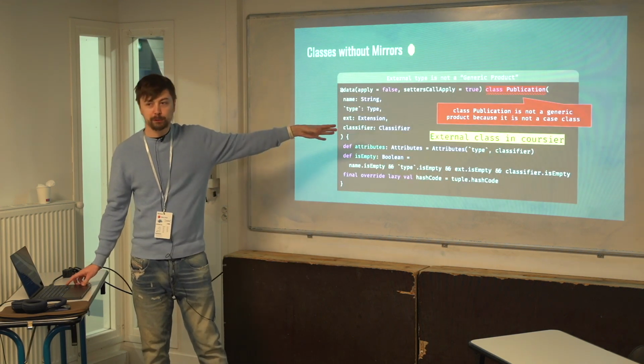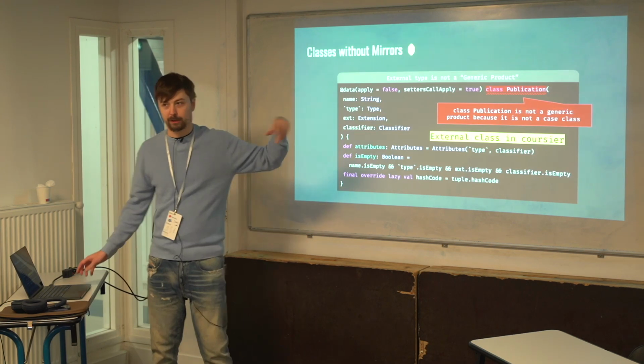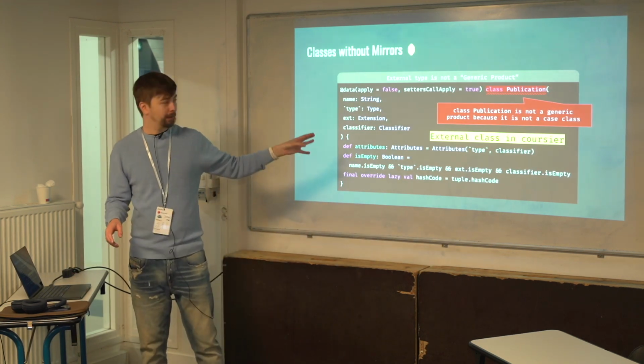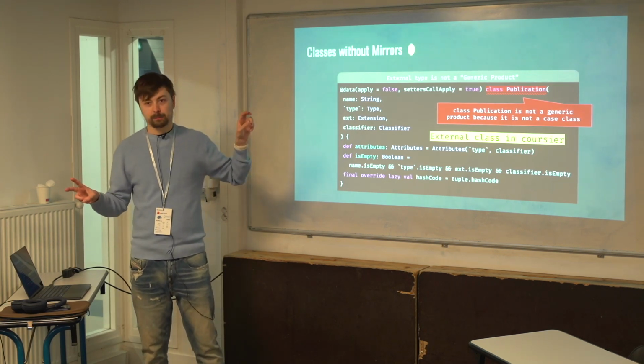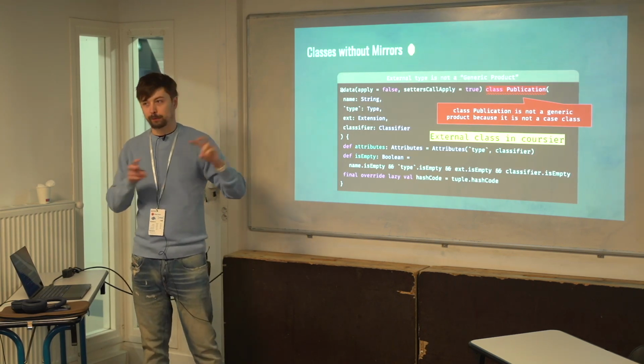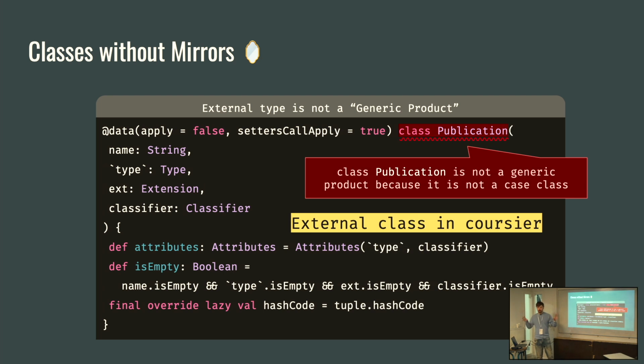Well, if I go to the source code of the Corsia library, which we can only do this because it's an open source library, it's using this data class macro, which is basically a way to define things that are like a case class but are binary compatible. And the compiler doesn't like that. It only wants to see case classes. So in fact, the error message is can't find a mirror because class publication is not generic product because it's not a case class. So how do we fix that?